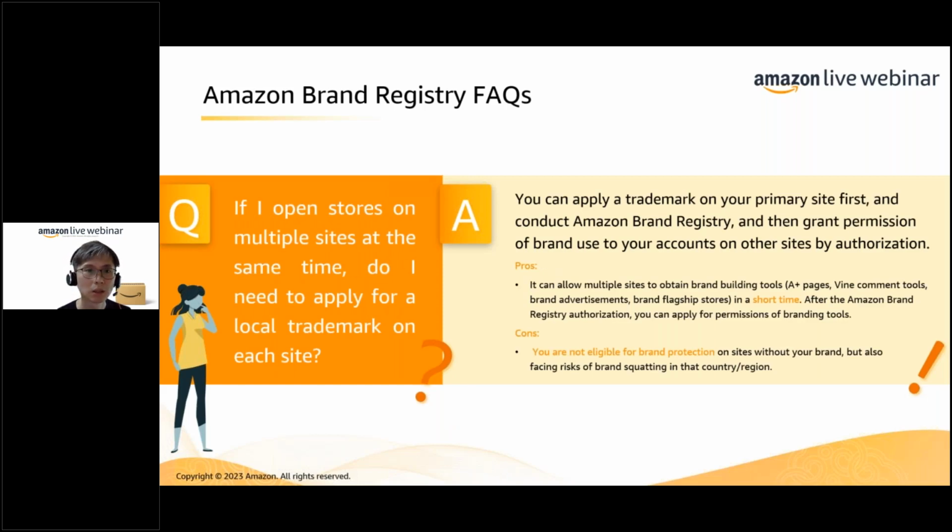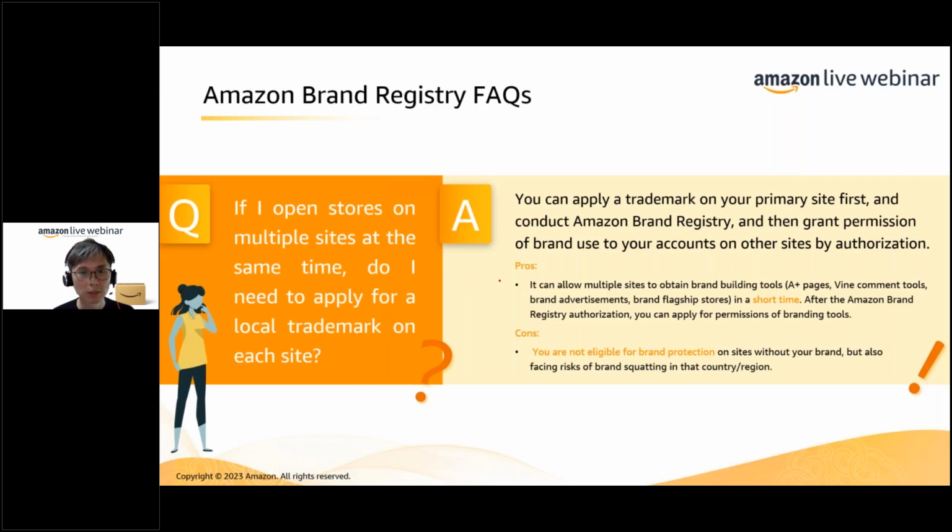Another question is, if I open a store on multiple sites at the same time, meaning you open a store in Amazon US, you open a store in Amazon SG, etc., do I need to apply for a local trademark on each site? What we suggest is you apply for a trademark on your primary site first, go through the brand registry, and then you can grant permission to use the brand to your account on other sites by authorization.